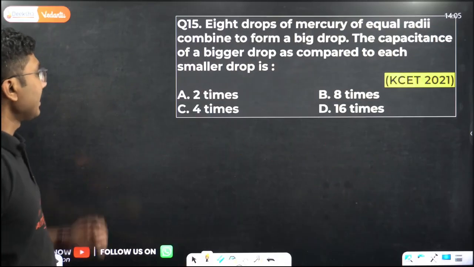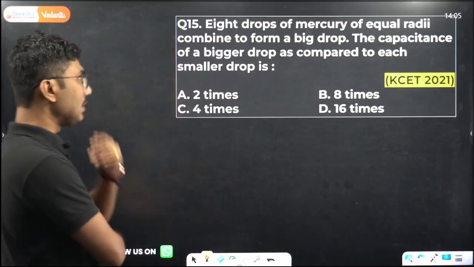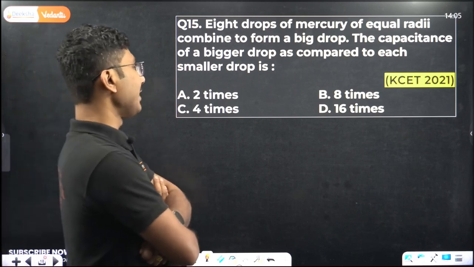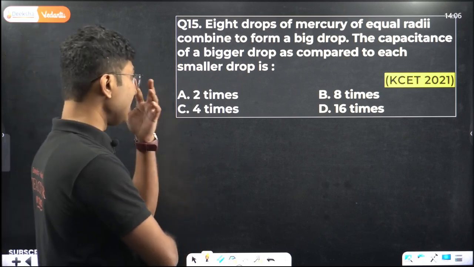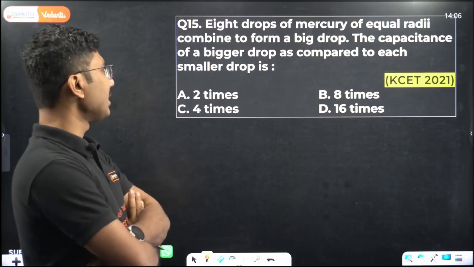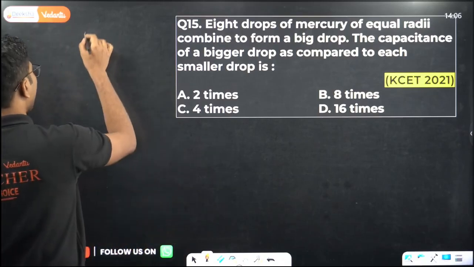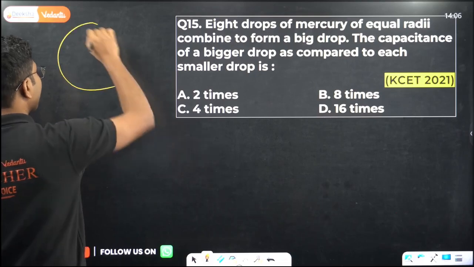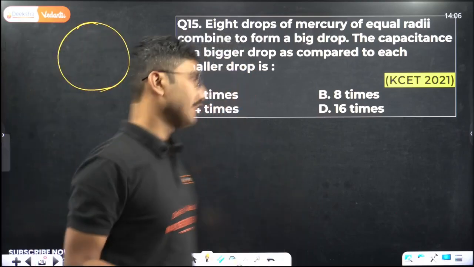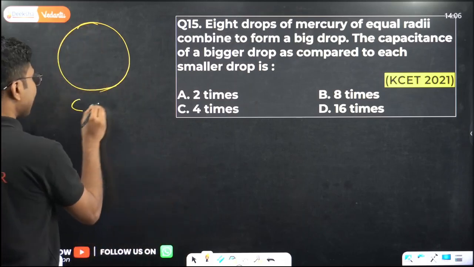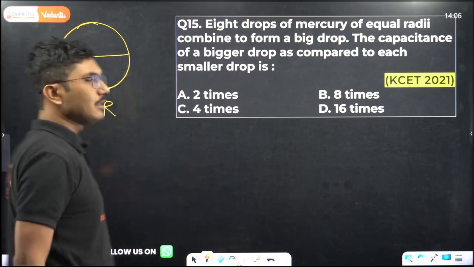Okay. Next question. 8 drops of mercury of equal radii combine to form a big drop. The capacitance of the bigger drop as compared to the smaller drop is? Now the problem is not difficult. The only thing you need to know is that for a spherical capacitor, the capacitance is directly proportional to its radius.